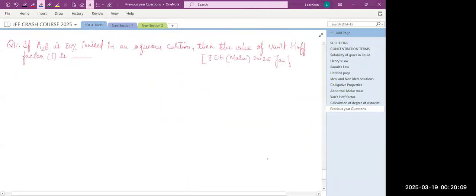Okay, let's see the next question. In this question, if AB2 compound is 30% ionized in an aqueous solution, then the value of van't Hoff factor i is? Just tell me the value of van't Hoff factor. For this, just try it once. Try it by yourself once.